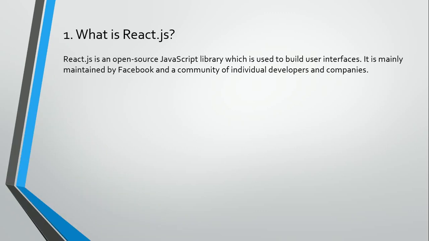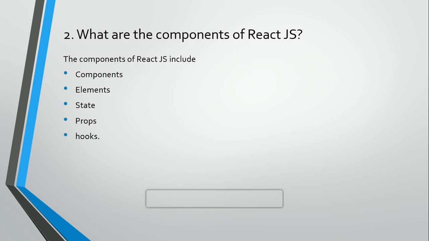So the first question is, what is ReactJS? As you all know, ReactJS is an open source JavaScript library which is used to build user interfaces. It is mainly maintained by Facebook and a community of individual developers and companies. The second question is, what are the components of ReactJS? Being a React developer, you should know all these. The components of ReactJS include components, elements, state, props, and hooks.